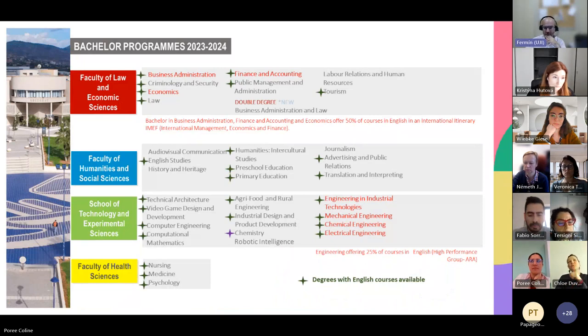Talking about our programs, we have four faculties: the Faculty of Law and Economic Sciences, the Faculty of Humanities and Social Sciences, the School of Technology and Experimental Sciences, and the Faculty of Health. In red, we have highlighted all the degrees where we have subjects or courses where the language of instruction is English. In the rest of the bachelor's degrees, the courses are taught in Spanish in most cases, but you also have access to language courses if you come to our university, and I highly recommend you try to come out of our university speaking some Spanish.